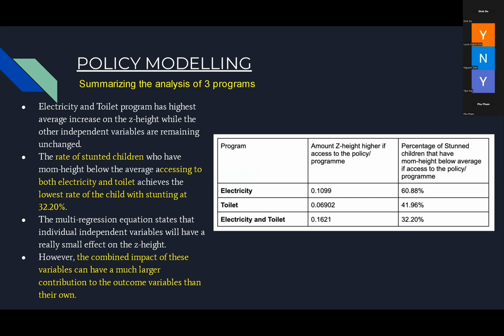When studying the regression models separately, it is seen that individual variables have only a small impact on Z height, but the combined variables can have a large impact on the outcome variable. Based on the equation, when children have access to both toilet and electricity, the Z height will be 0.1790 higher than children who have access to only the toilet or only the electricity. This highlights the importance of considering the interaction of factors. Only 22% of stunted children have both toilet and electricity, suggesting that combined programs are more impactful than individual ones.